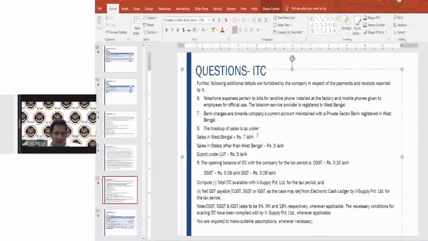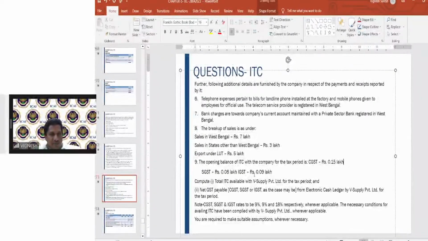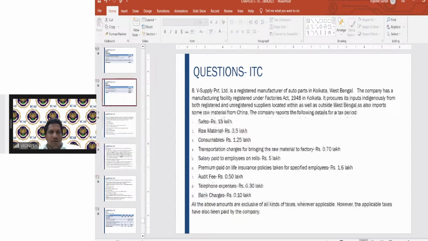Breakup of sales is also given. Sales in West Bengal 7 lakhs, states other than West Bengal 3 lakhs, exports under LUT 5 lakhs. The opening balance of ITC is 0.15 lakhs, CGST, SGST 0.08, IGST 0.08. Exhaustive problem. Compute the ITC available with V Supply and the net GST payable for V Supply. You are required to make assumptions wherever necessary.